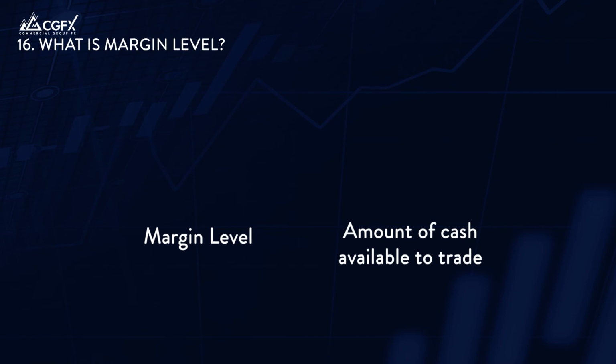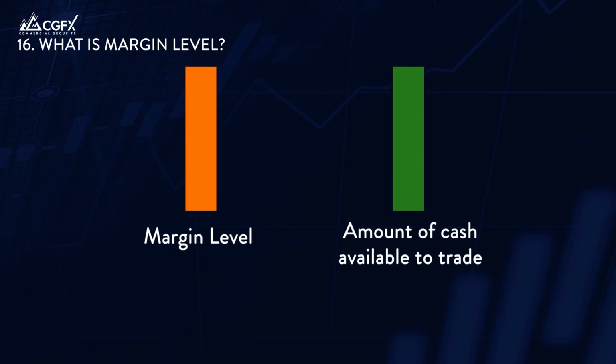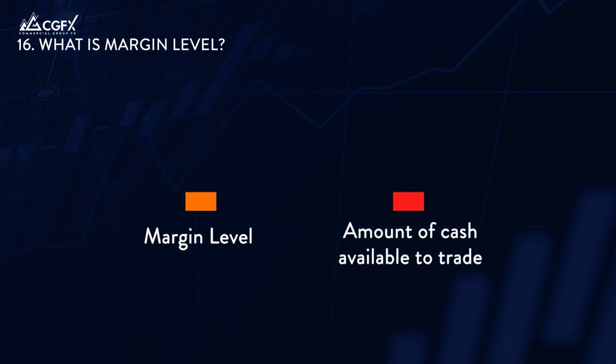A basic rule that traders need to know is that the higher the margin level, the higher the amount of cash available to trade. And the lower the margin level, the lower the amount of cash available to trade.